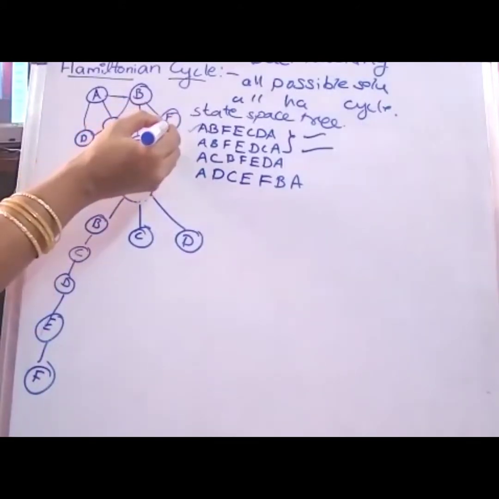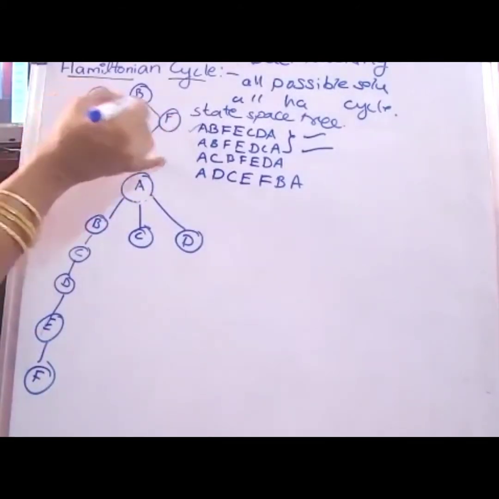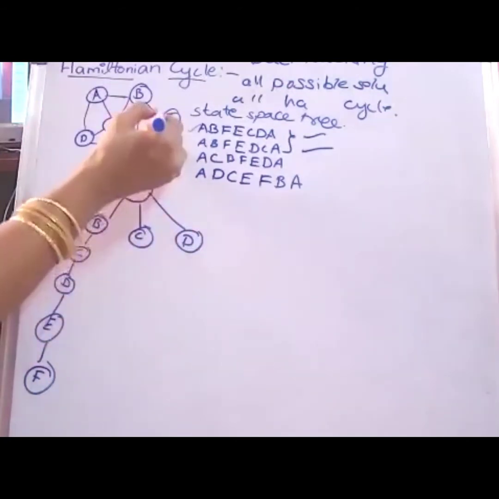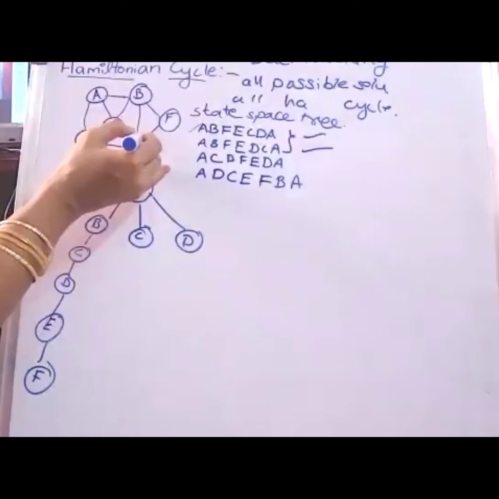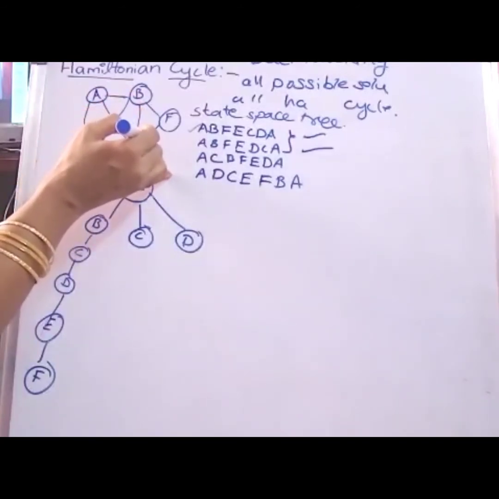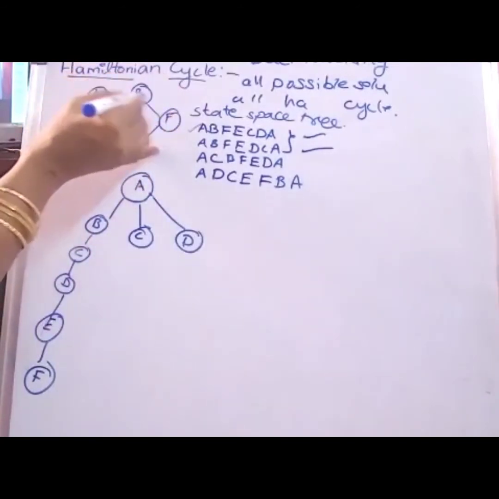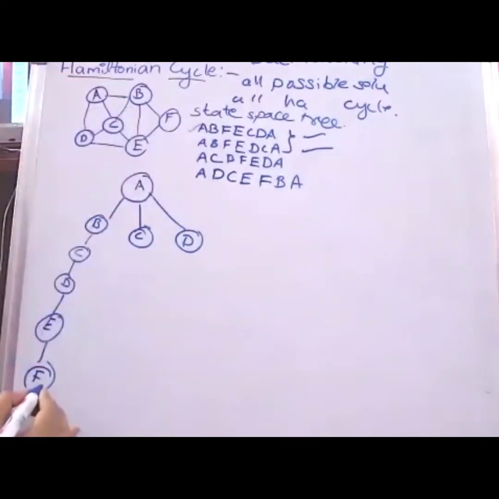So from F, is there any path going back to the first vertex? A is connected to B and E. These are already visited vertices, and these two are not my starting point. There is no path from F to A. So I cannot consider this as one more possible solution, because it is not satisfying my boundary condition.